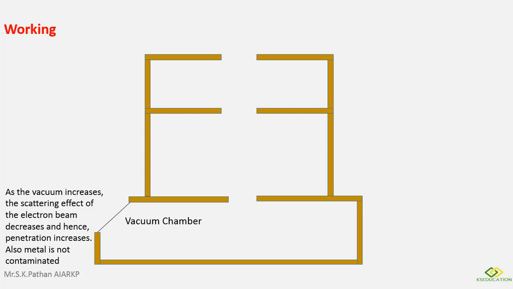Secondly, the metal is not contaminated. As the whole process is happening in vacuum condition, there is no chance of contamination of the metal. We place a roller in the vacuum chamber, and on that roller we keep a working table. The workpiece is mounted on the working table.